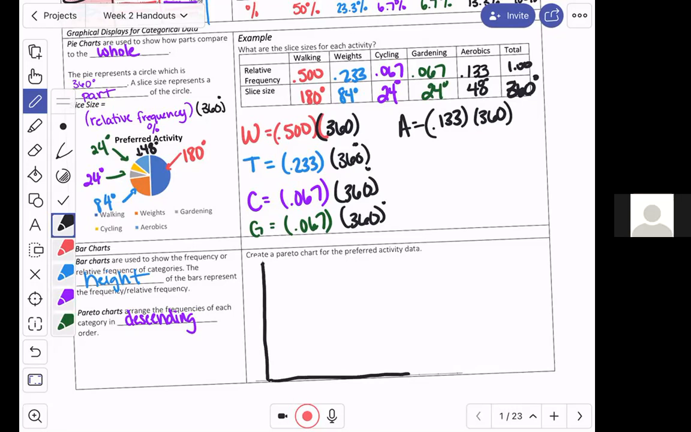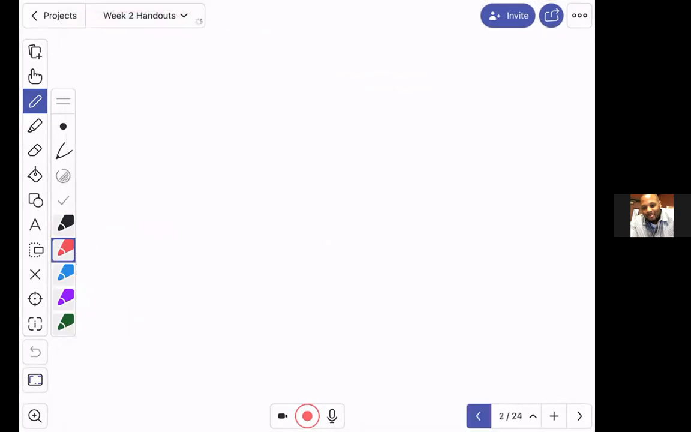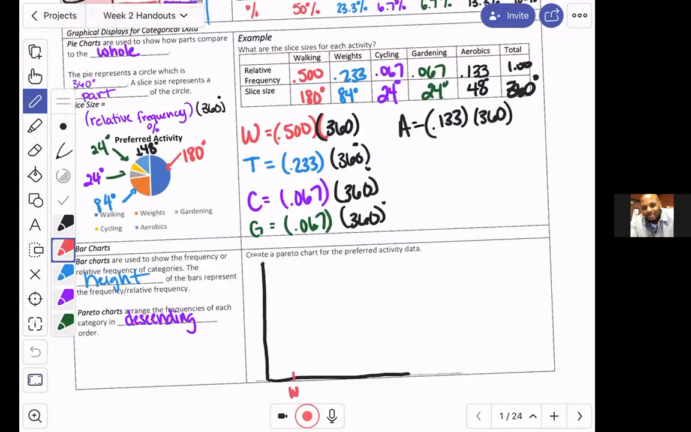Walking goes first, so let's go with walking first. And then what category comes after walking? Weights. So let's do walking. What is the frequency of walking?